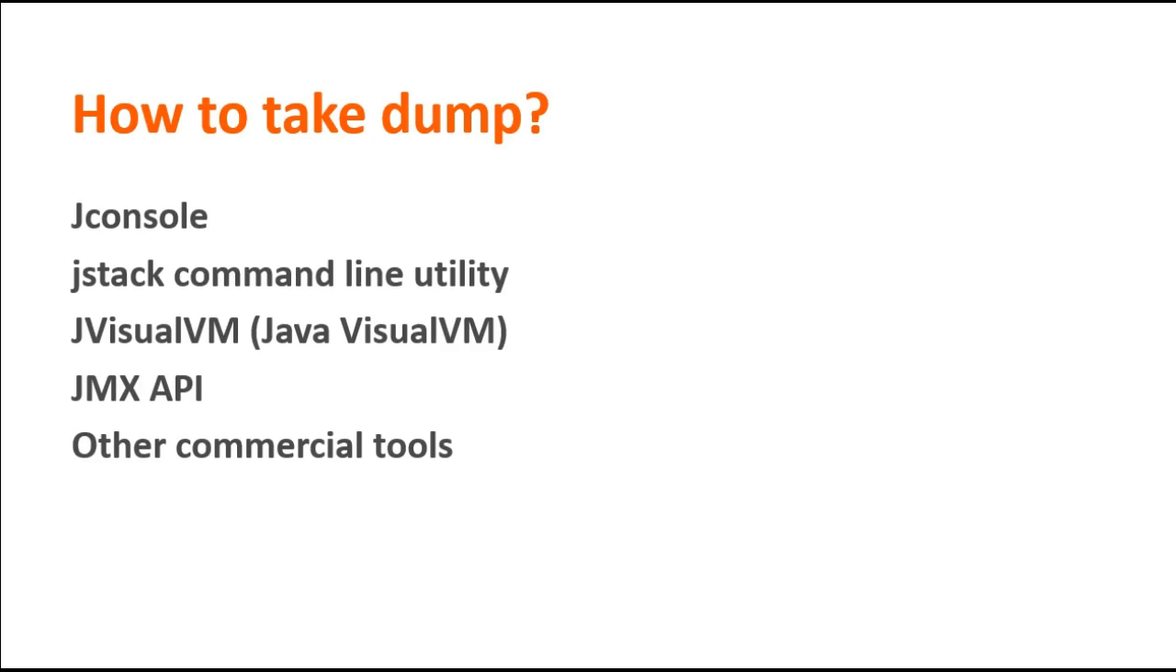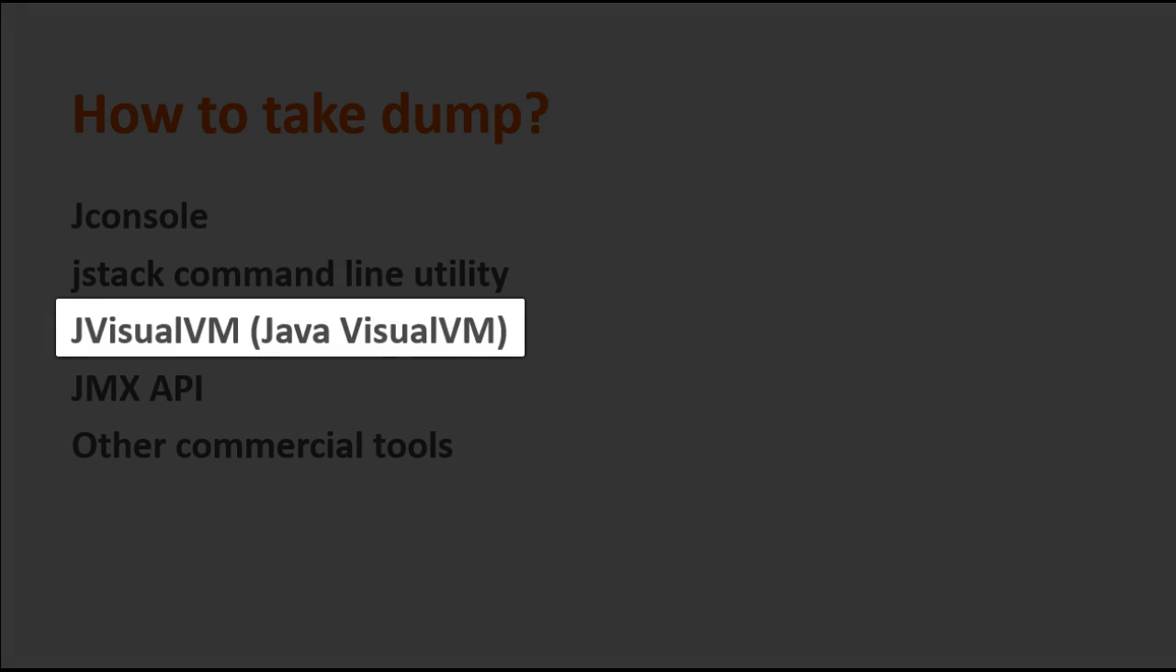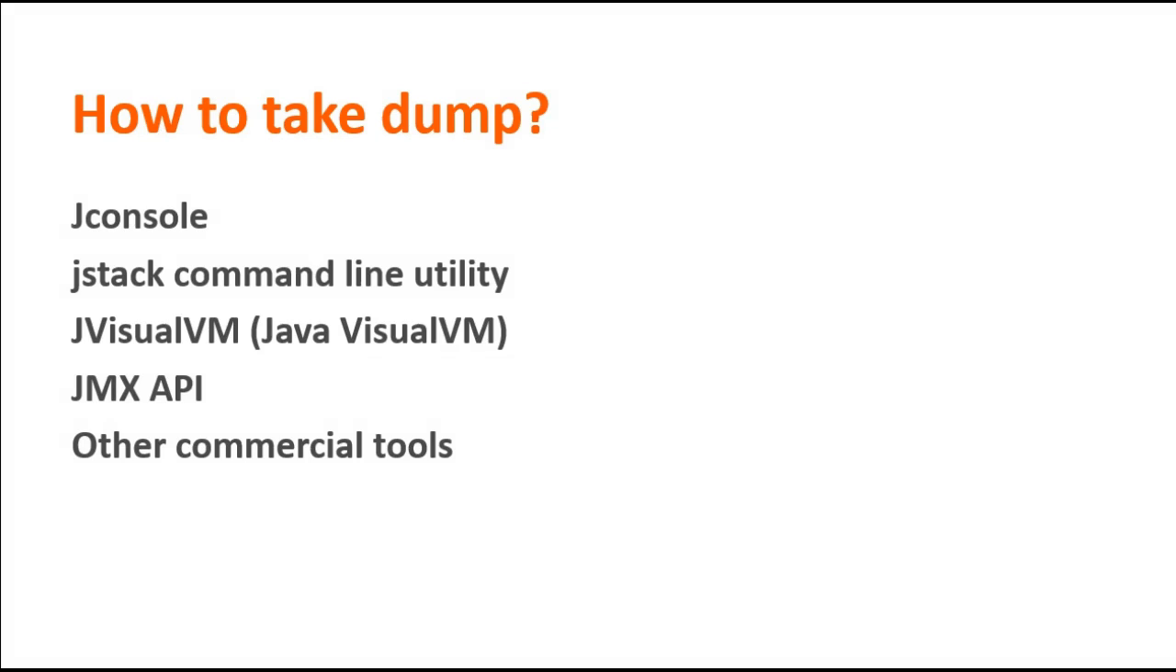There are a couple of ways to take a thread or a heap dump. This includes both graphical and command line based tools for power users. Some of these tools are JConsole, the jstack command line utility, Java Visual VM, the JMX API, and other commercial tools. In this video, we'll focus on how we can collect thread dumps and heap dumps using Visual VM. Let's have a quick demo.